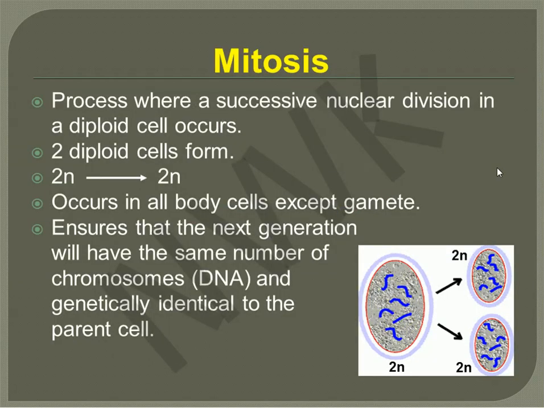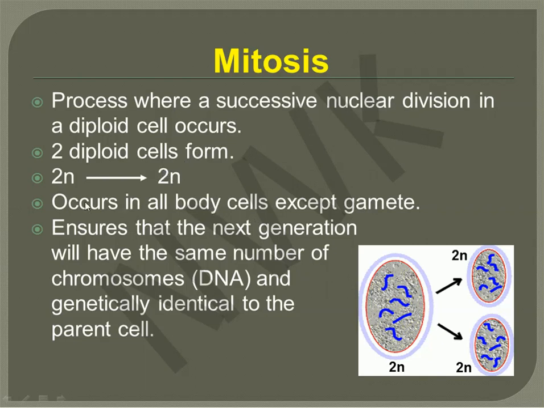Now let's look at the detailed process of mitosis. The mitosis process happens in a diploid cell. The function of mitosis is to maintain the number of chromosomes, or the number of DNA, in the daughter cell the same as the parent cell. So if the parent cell is 2n, then the daughter cell will be 2n. If the parent cell is n, haploid, then the daughter cell formed will be haploid.